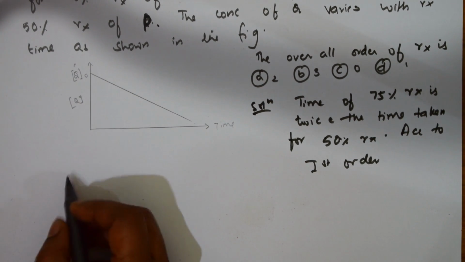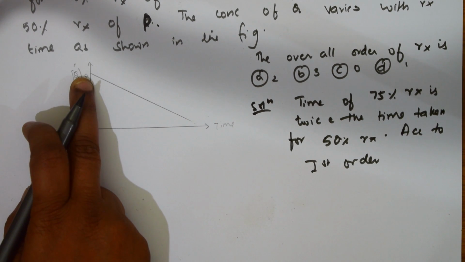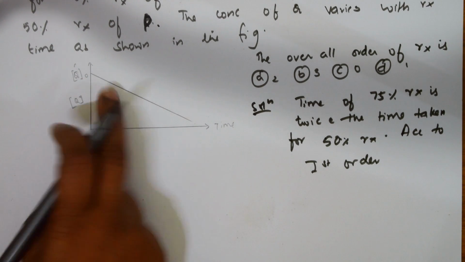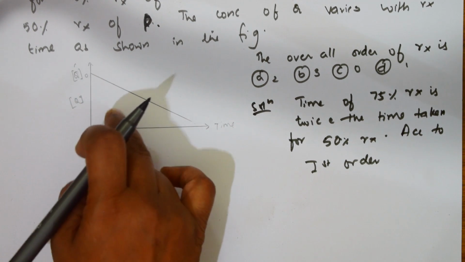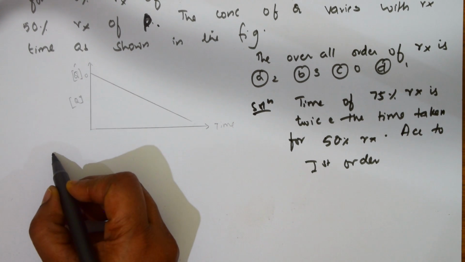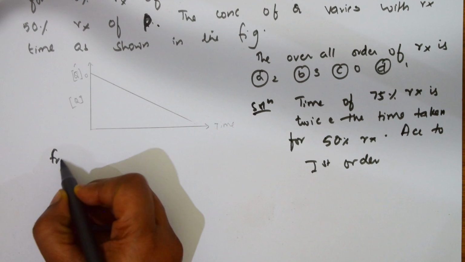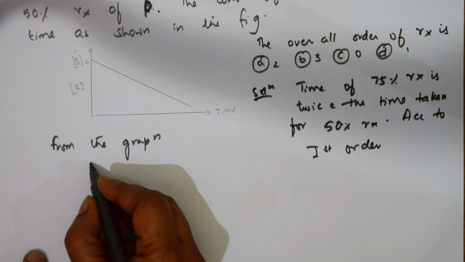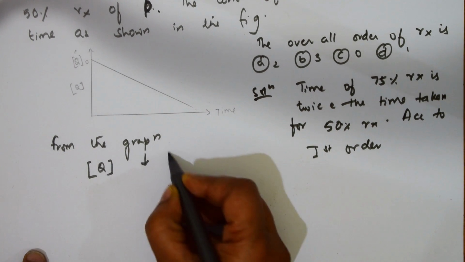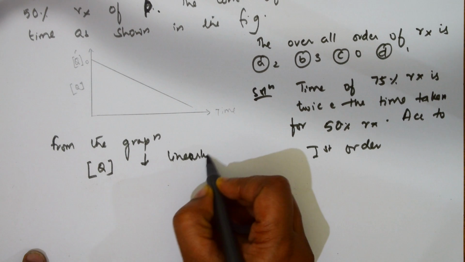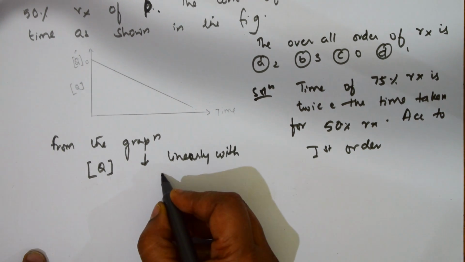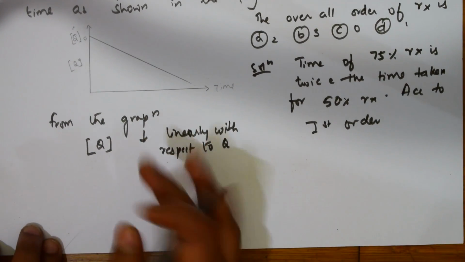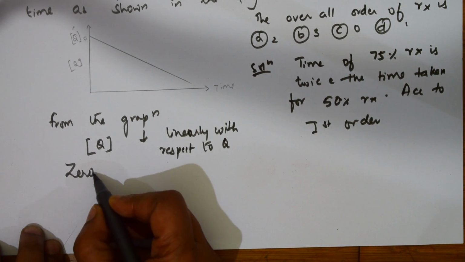So let me start. Now, from the graph, when I take the concentration of Q, it linearly decreases with time. This is what is shown, right? This graph is not according to the first order, but according to the 0th order, isn't it? Yes. So what do we observe from the graph? Concentration of Q decreases linearly with time. Correct? Yes. So this is a 0th order reaction.